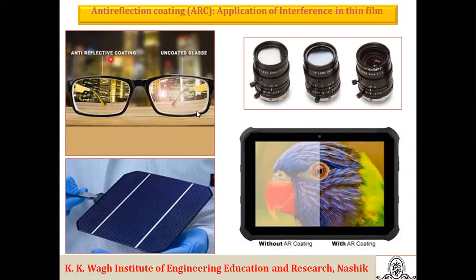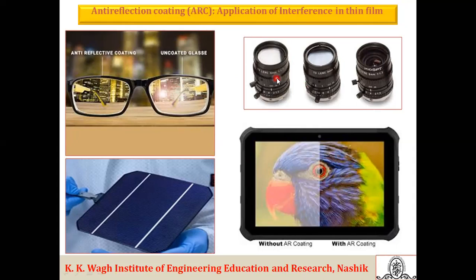Another glass is not having any anti-reflection coating. So immediately you can observe the difference in the image observed with respect to these two glasses. One image is very clear, another one is blur, and the reason is that it is not coated with anti-reflection coating. Same thing can be observed, means all these are the optical devices.